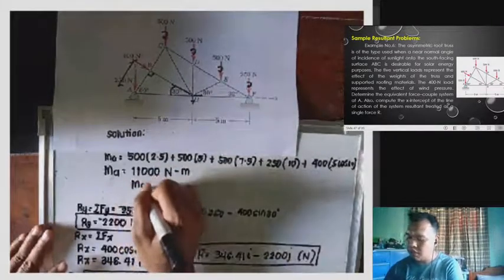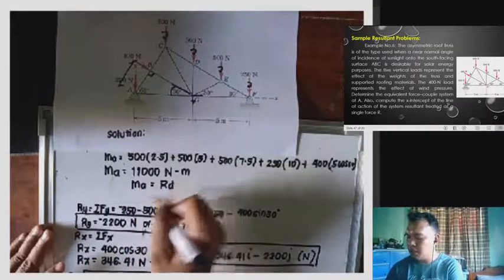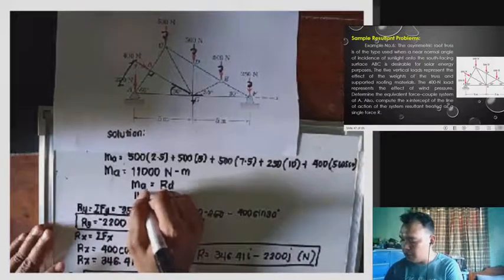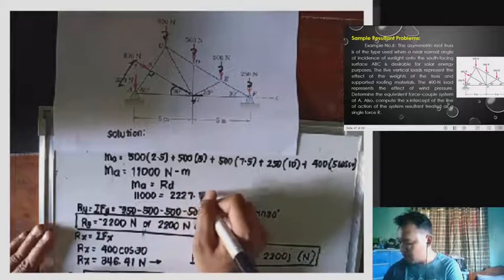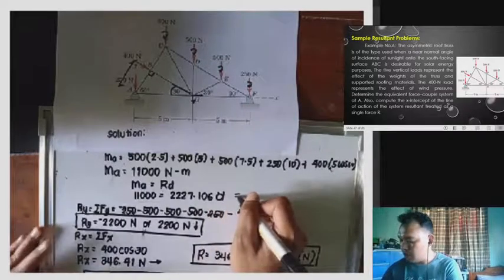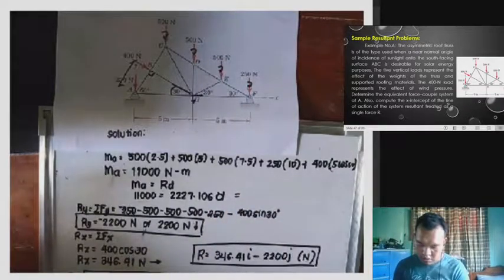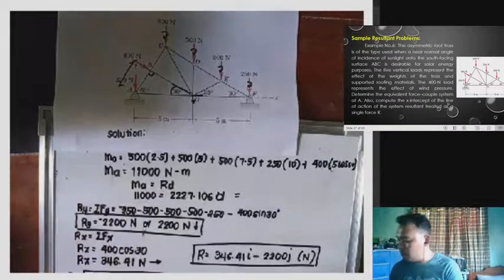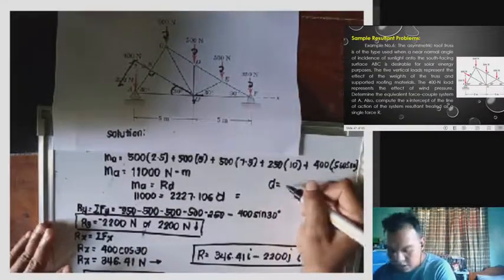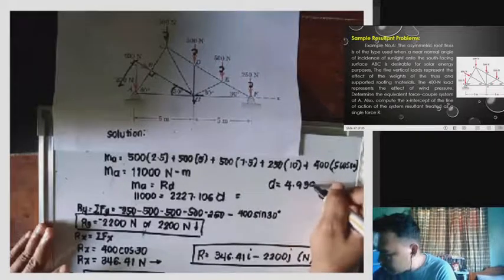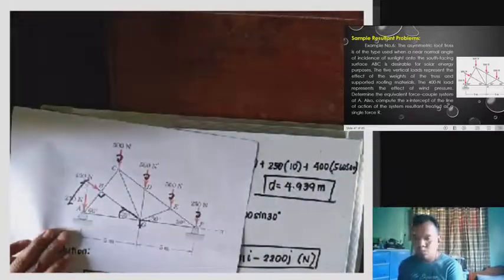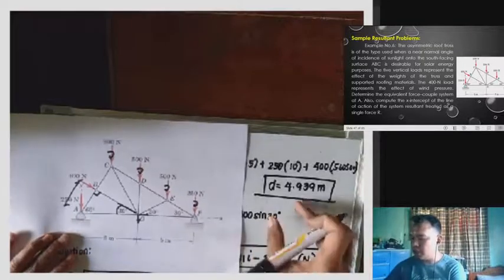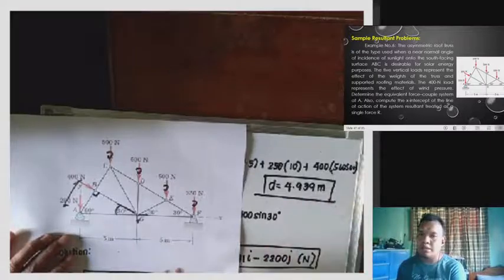Therefore, MA is equivalent to force, or R times D. So, we have here moment, which is 11,000 equals R, which is 2227.106, times D. D equals 11,000 divided by 2227.106. Therefore, D is equivalent to 4.939 meters. Ibig sabihin, pwede tayo maglagay dito ng force na 2227.106 na may distance na 4.939. Pareho lang po yung effect nun, no?